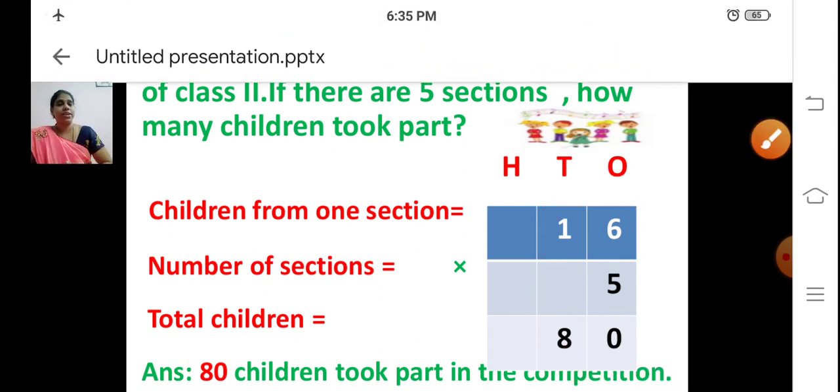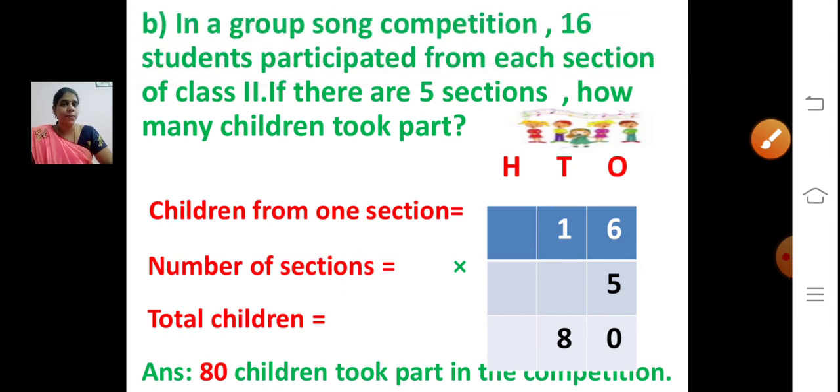So how will you find out whether it is a multiplication sum? If they are giving the value for 1 and asking for more, you have to perform multiplication. Here they have given the children from one section, and we are going to find out how many children participated altogether in the 5 sections they had in class 2. So for the total children, you are going to multiply 16 into 5. So the answer is 80 children. 80 children took part in the competition.